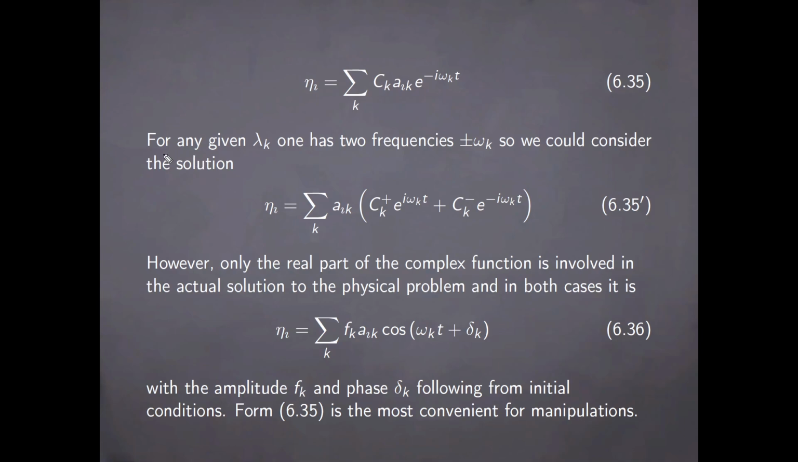Now one has to keep in mind that for any given root of the secular equation, one has in fact two frequencies, one being positive and the other negative. So we could consider a solution written in this form. However, only the real part of the complex function is involved in the actual solution to the physical problem, and in both cases the real part always has the expression here. So it's just a cosine where the amplitude of k multiplying it and the phase contained in its argument follow from initial conditions. And as such, the initial form, the one given in equation 6.35, is the most convenient for manipulations.